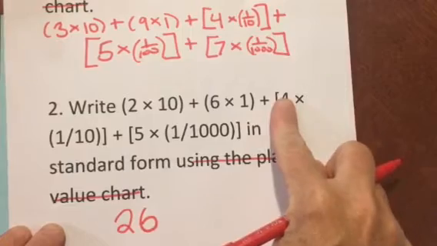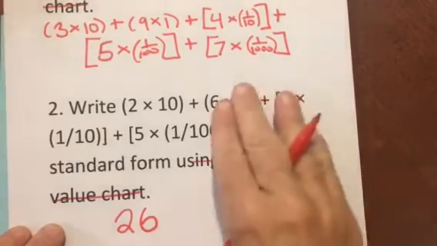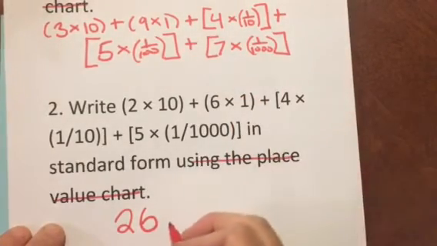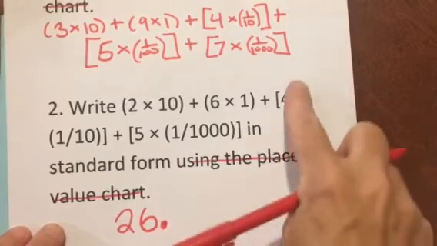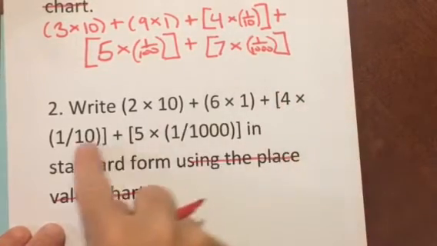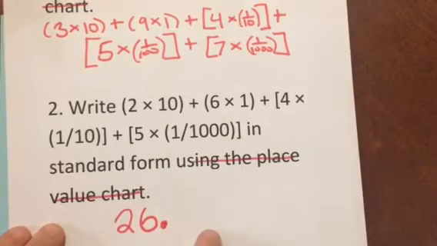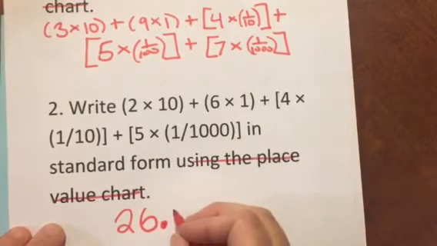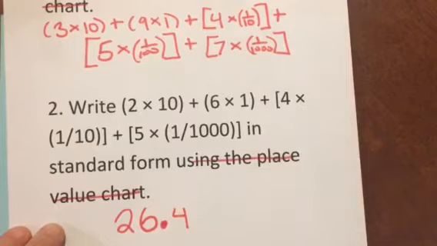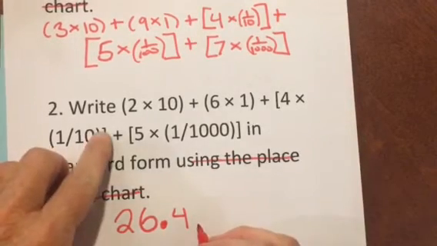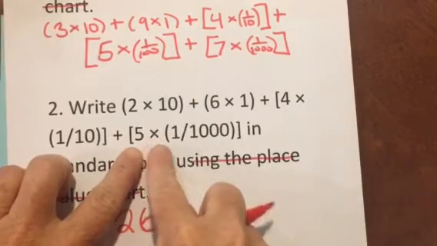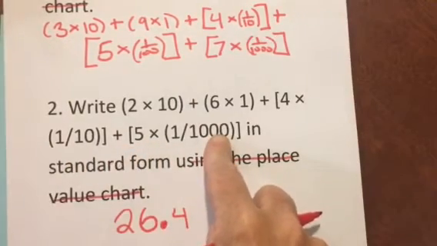Plus, oh, I have brackets. That tells me that must be on the decimal side. So I'm going to put a decimal because now I know the 4 times 1/10. That means that's going to be a decimal number. So I have 4 in the tenths place value. Plus, I have 5 in the thousandths place value.